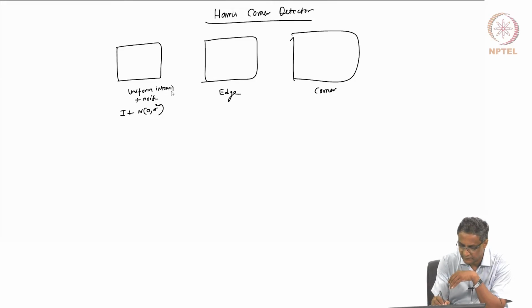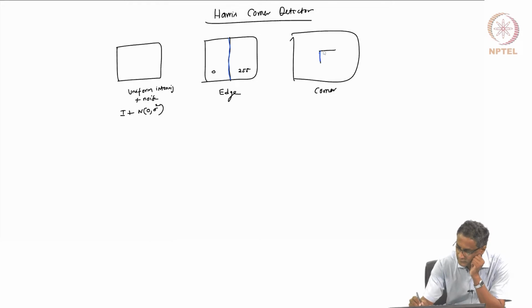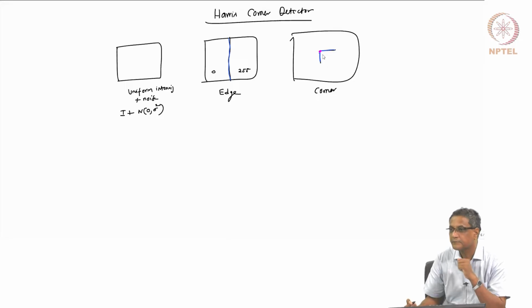plus some noise. Edge, let us say we have got 0 here, we will just take an ideal case, just to give some insights. Corner, I think I will draw them in a different color. This is the corner.